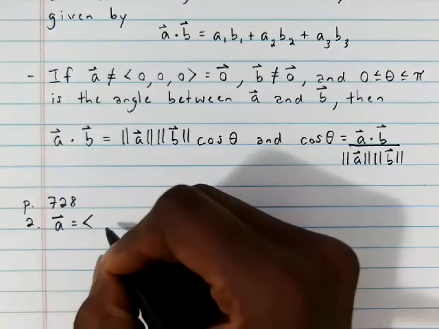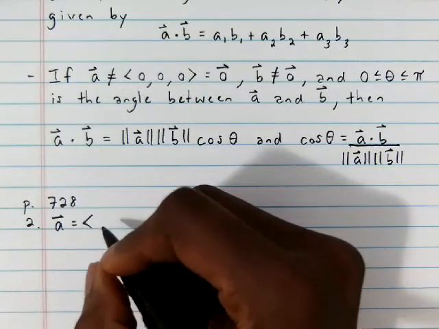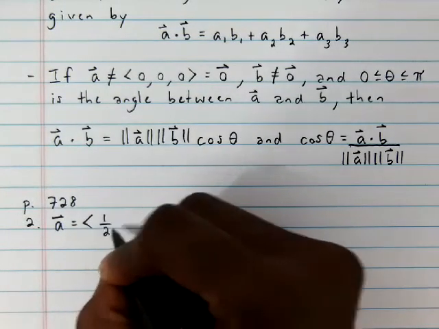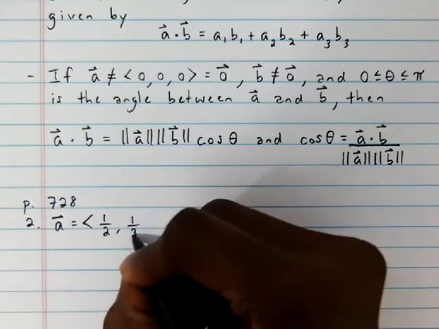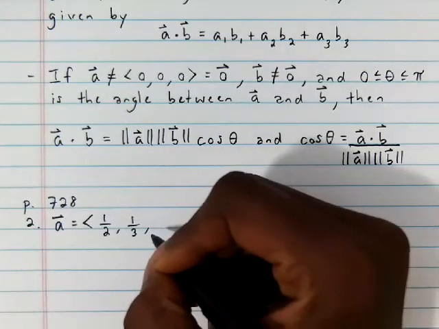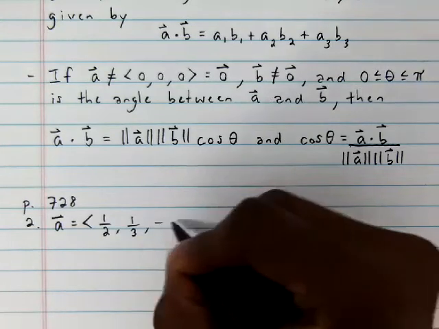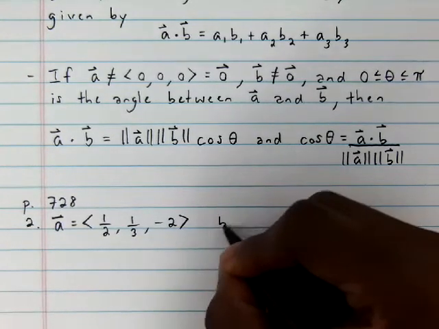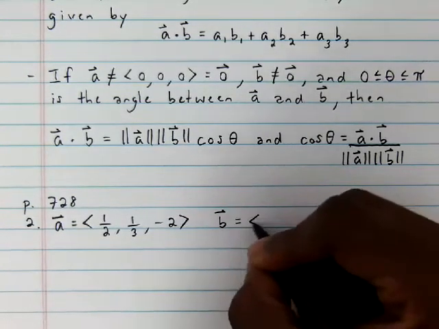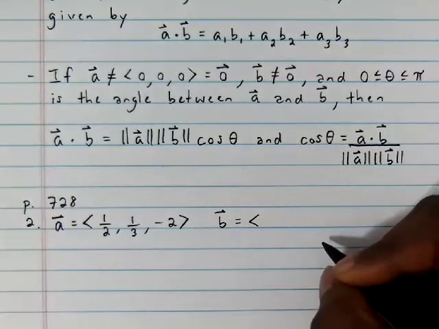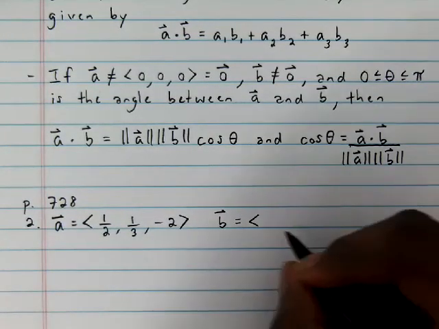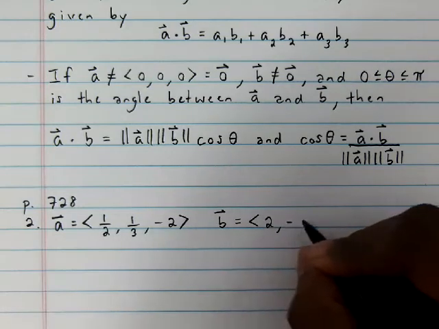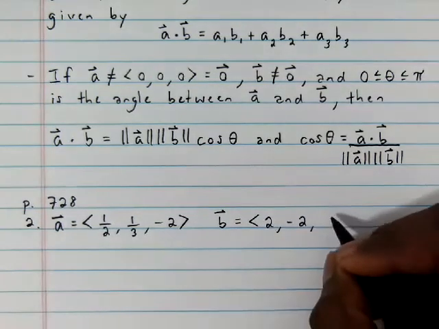So the vector A is <1/2, 1/3, -2>. And the vector B has components <2, -2, 1>.